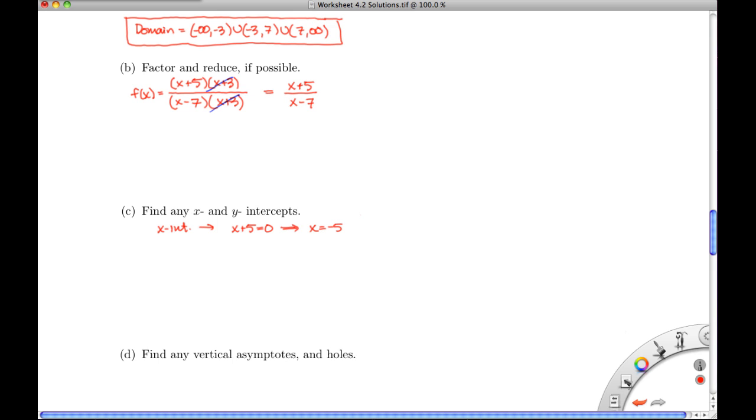So we're going to have an x-intercept at x equals -5. Moreover, it's going to be the point x equals -5, y equals 0. So that's the coordinate of our lone x-intercept here.